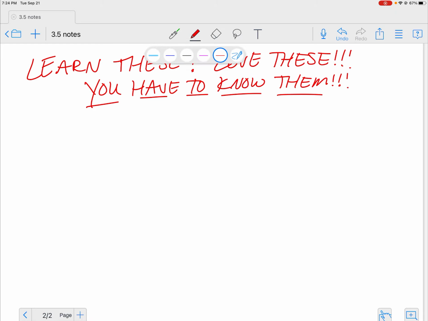It's just memorization. Just like you know that 2 plus 2 is 4, you don't have to count it out on your fingers anymore, like you did in grade school, you just know that. You have to just know the derivatives of these trig functions.